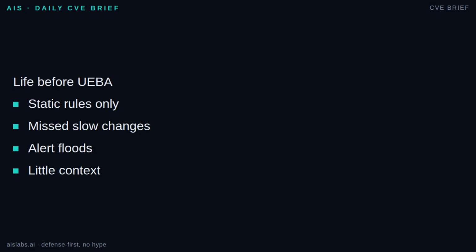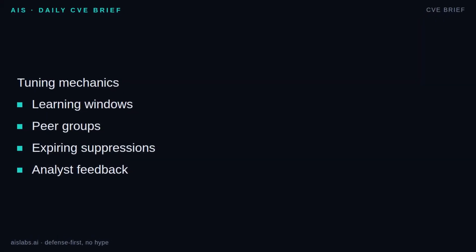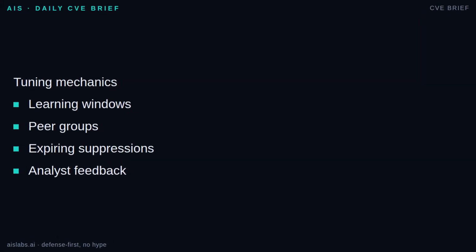The real problem is not that UEBA makes noise. The problem is untreated change. Reorgs, new jobs, project deadlines, and on-call weeks all create behavior shifts that look anomalous, unless the system is tuned to absorb normal change. UEBA tuning starts with baselines. The learning window controls how much history the system uses to understand normal behavior. Too short, and one odd week becomes normal. Too long, and a role change keeps looking suspicious.